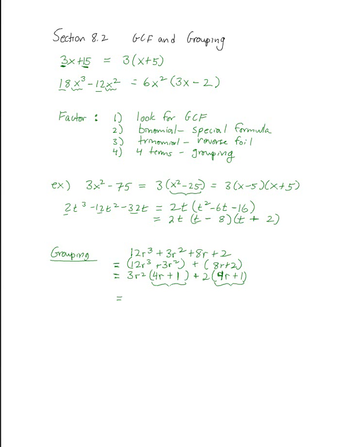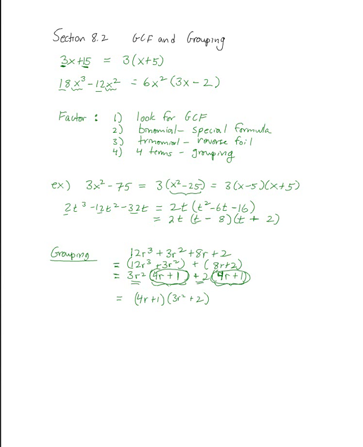So what I do is I notice I have a 4r plus 1 here and a 4r plus 1 over there on the right. So I write down 4r plus 1. That's my common term. 4r plus 1 here, 4r plus 1 there. There's my common term. So I factor that out front. And then what's left over is a 3r squared and a plus 2. So there we go. There's my answer. There's how I factor it.